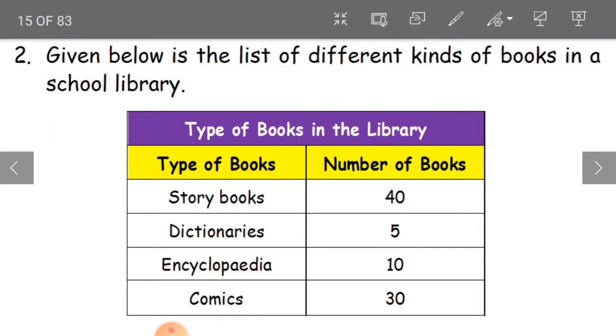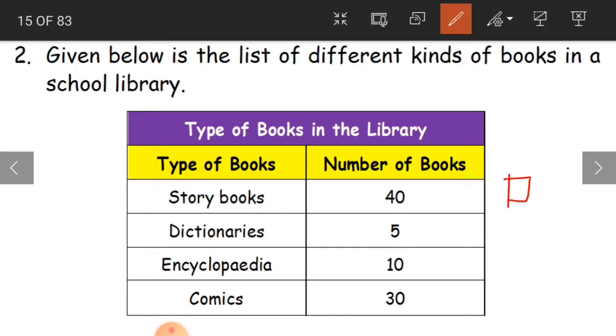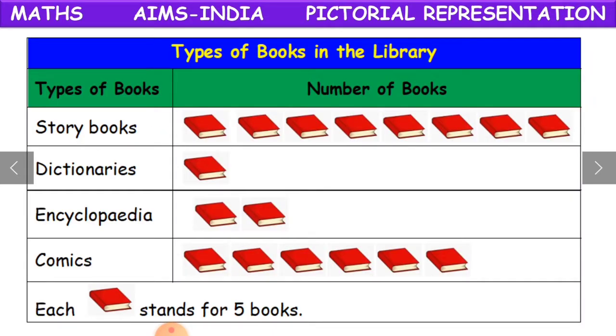So what we'll do is we'll draw one book, but what will we say? That one book is equal to 5 books. One picture of a book is equal to 5 number of books. Understood, children? One picture of a book is equal to 5 books. So what did our librarian do? Each picture of a book stands for 5 books.